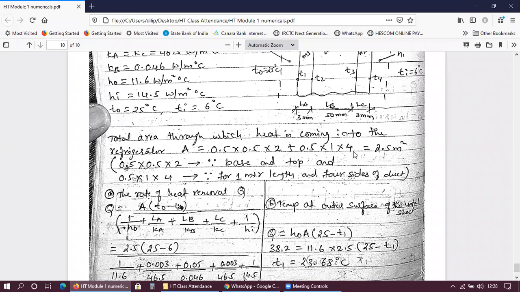Total area through which heat is coming into the refrigerator: from all the 6 sides the heat is entering, so for each plate you have to calculate the area, and that will be considered the total area. So 0.5 into 0.5 is the base and the top, that's why it is multiplied by 2, one for base and one for top. Then 0.5 into 1 is the area for 4 sides, that's why it is multiplied by 4. So the total area of the refrigerator is 2.5 meter square. This is a very important part of what we have done, this area.